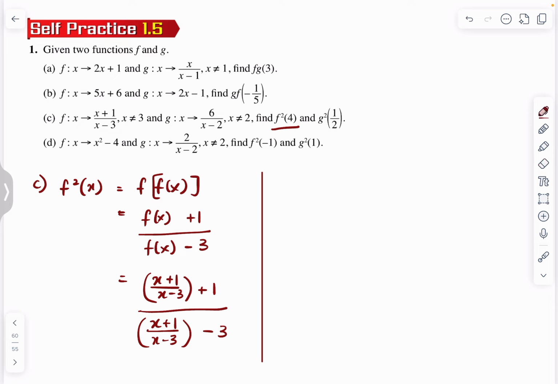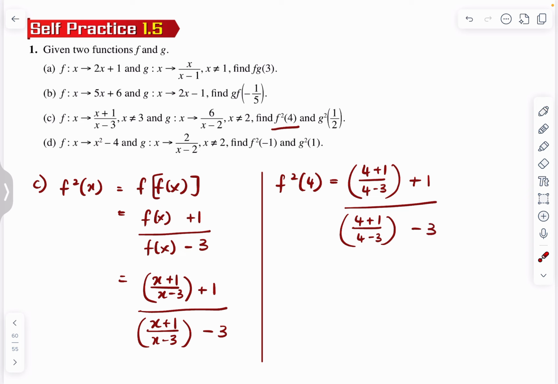Since they asked us to find f square 4, we can just straight away sub into the equation. Okay, but if they just ask you to find f square x, then you have to simplify as much as you can. Okay, you cannot leave fractions in a fraction. But since this one is f square 4, we can just put in the 4. So (4 plus 1 over 4 minus 3, plus 1) over (4 plus 1 over 4 minus 3, minus 3). Okay, so what I'm doing here is I'm substituting the x with 4 because they want us to find f square 4. So all the x values we substitute with 4.